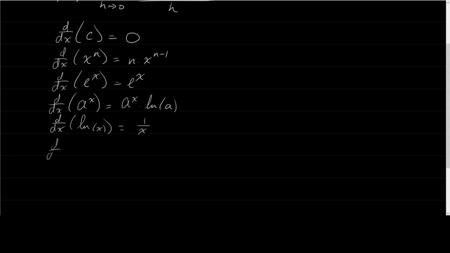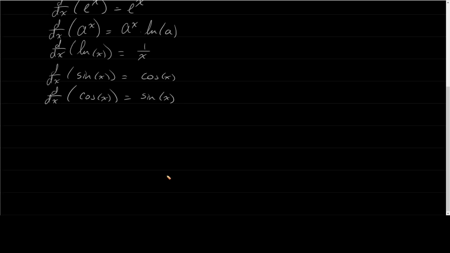The derivative of sine is cosine. The derivative of cosine is negative sine. Now, before I continue here, let's look at a quick way to remember these.